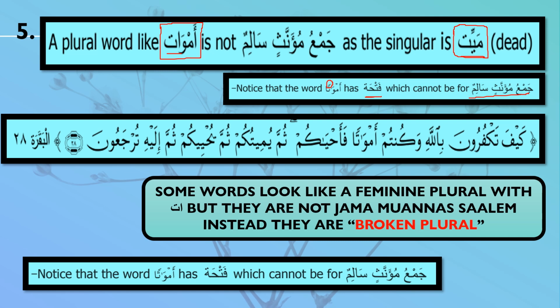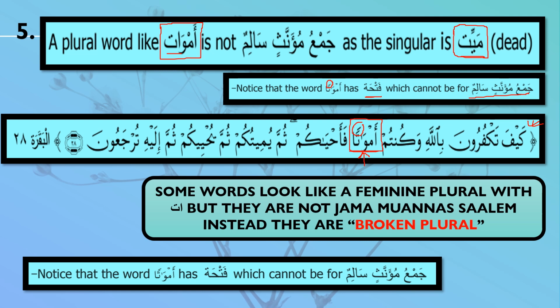So now let's check the example from the Quran. كيف تكفرون بالله وكنتم أمواتا. As you can see, this word amwat is having a fatha. By the rule of Jama Muannas Salim, no plural Jama Muannas Salim will have a fatha in mansub. It will always have a kasra in mansub case. Since this word is having a fatha, this proves that amwat is not a Jama Muannas Salim.